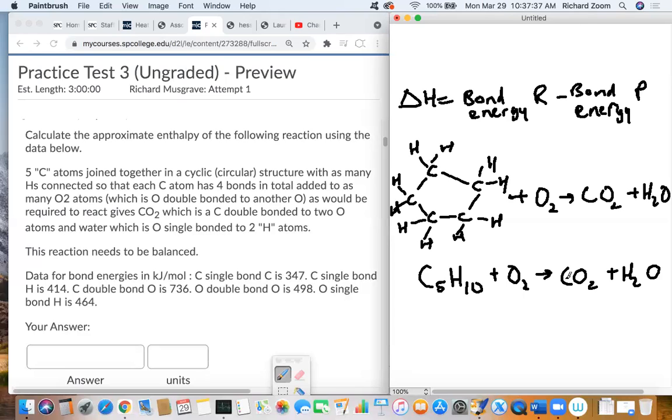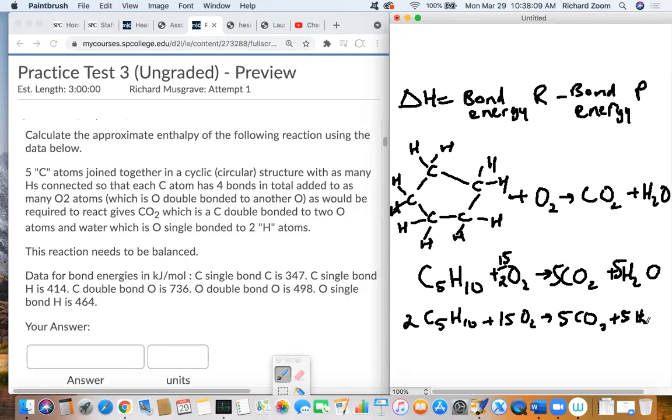And then I balance it. I put 5 in front of the CO2. I put 5 in front of the H2O. And then that would give me, let's see, for the oxygens, 5 times 2 is 10 plus 5 is 15, which is 15 over 2 O2 in order to balance that. And to balance everything, I have to multiply everything out by 2. C5H10 plus 15 O2 gives 5 CO2 plus 5 H2O.